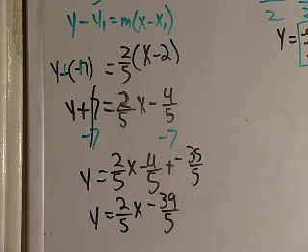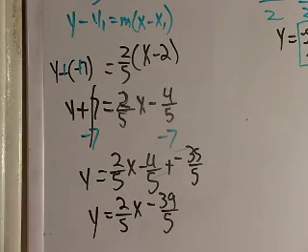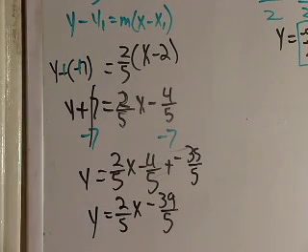So in other words, the equation of the line that is perpendicular to the original line and goes through the point (2, negative 7) is y equals 2/5 x minus 39 over 5.